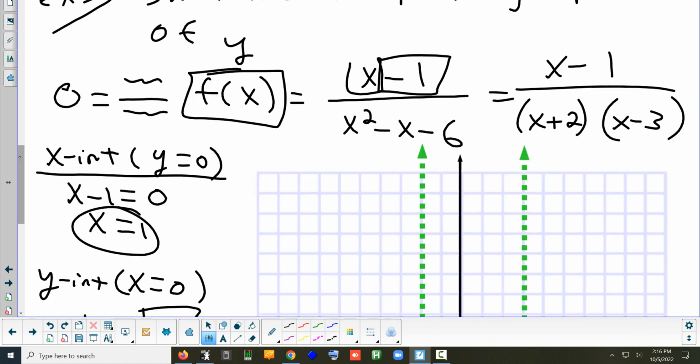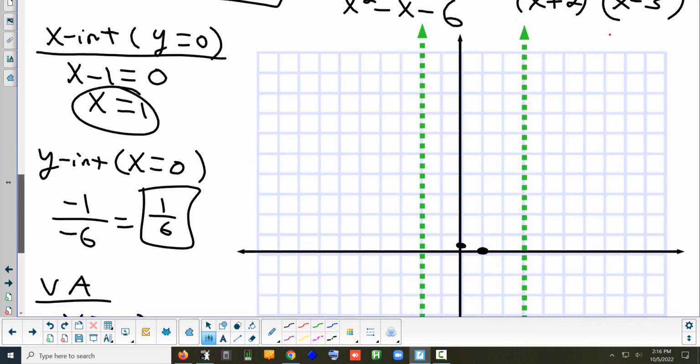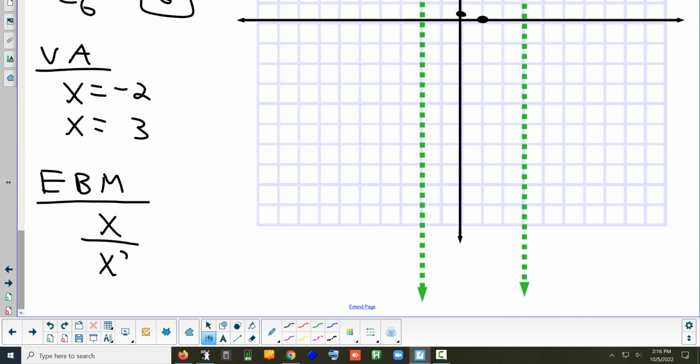Now to find the EBM of the bottom, it's actually better to go back to the way they gave you the problem. Factoring helps for the vertical asymptotes. It does not help for the EBM. You want it like that to see the EBM. So what's the EBM of what's in the bottom? X squared. And that would simplify to 1 over x.